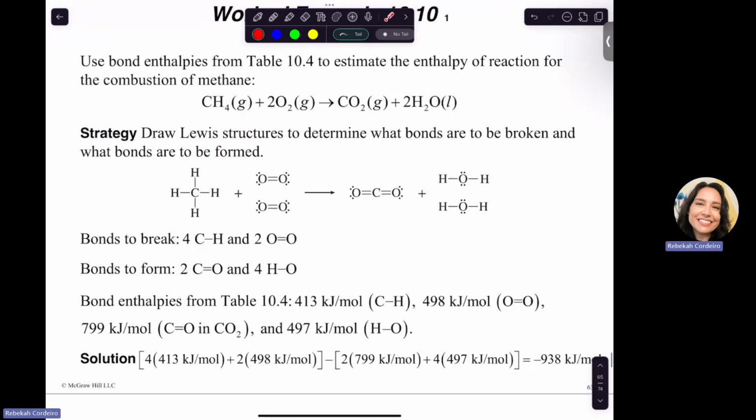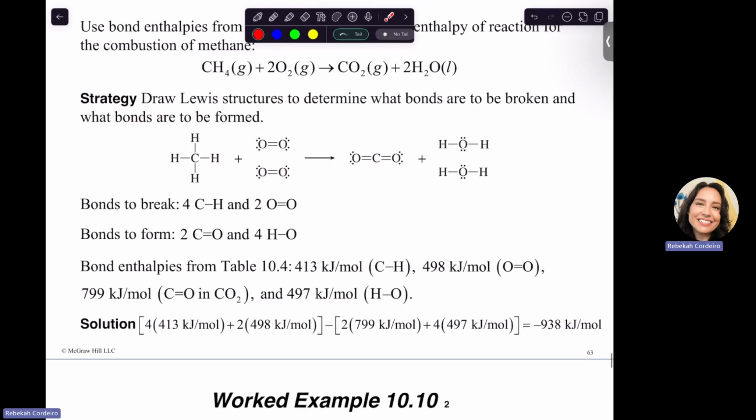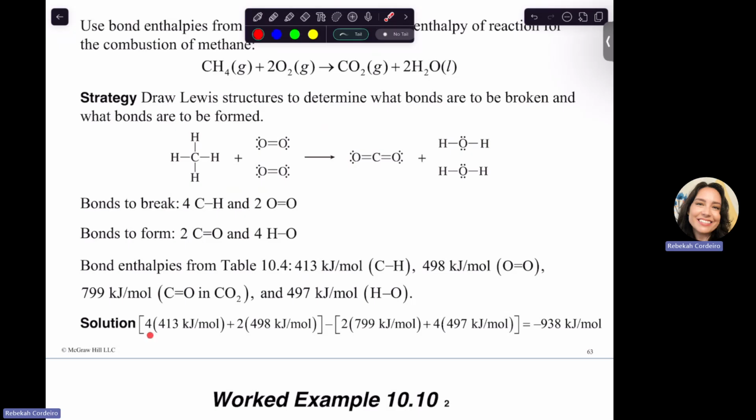So hopefully you paused and worked it out. Here are your Lewis structures. We have to break 4 CHs and 2 O2s. We got to make 2 CO bonds, and we got to make 4 OHs. And so if we just add these up, now they're showing you how they use the formula, right? So the total of the reactants minus the total of the products.